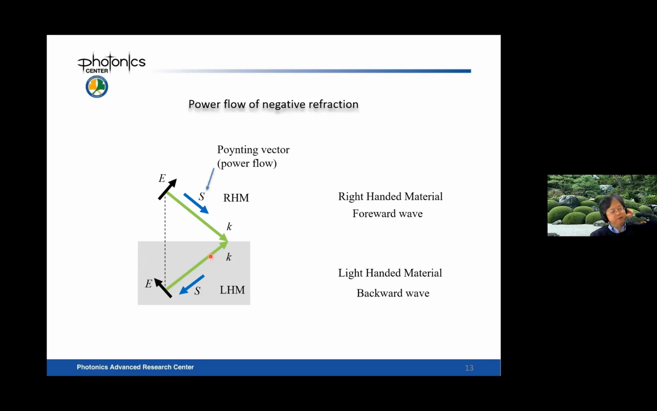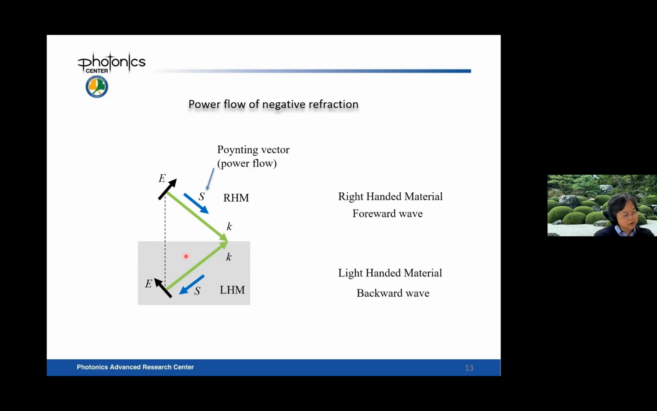What happens in negative refraction? This is a schematic view of the power flow, and the electromagnetic field is incident in this direction, K. In this case, this is a conventional dielectric material. This is the Poynting vector direction, which means the power flow of the electromagnetic field. And this is conventional: the direction of the K vector and the Poynting vector is the same. This is called right-handed material. This is a forward wave.